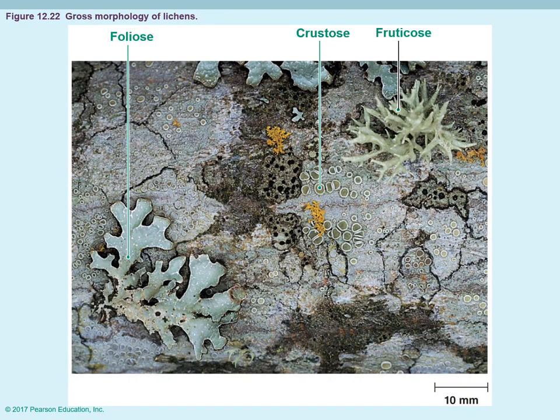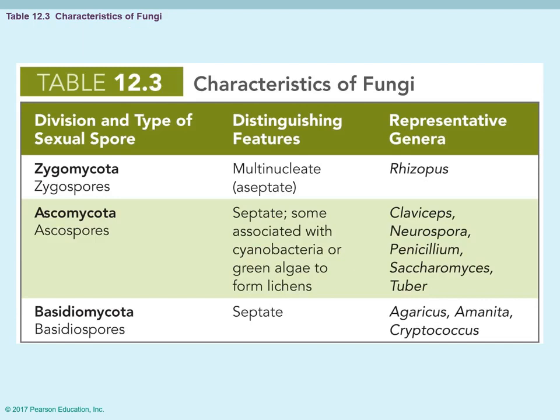And like I said, there's different shapes, different colors to them. They can be on rocks, they can be on tree surfaces, etc. So this is just a very basic summary of the characteristics of the different divisions of fungi.